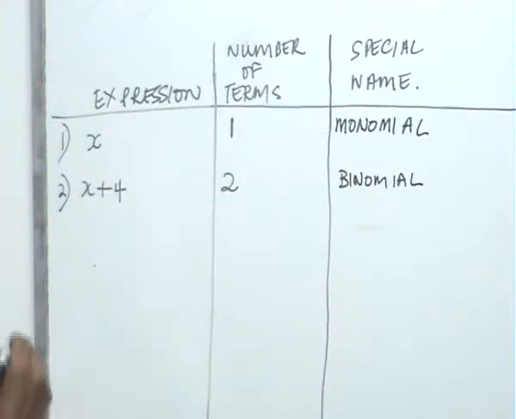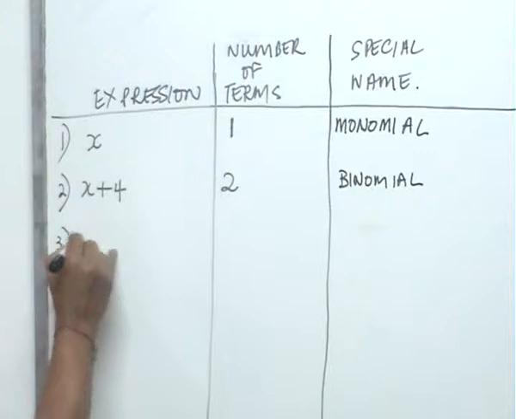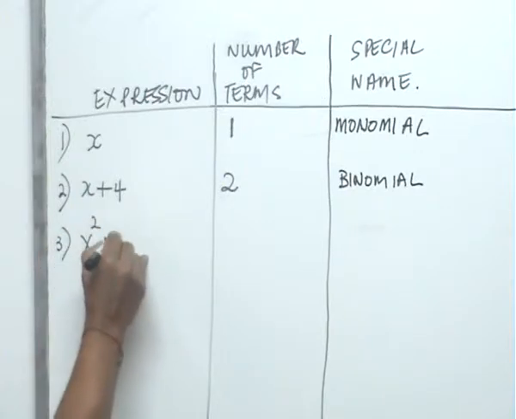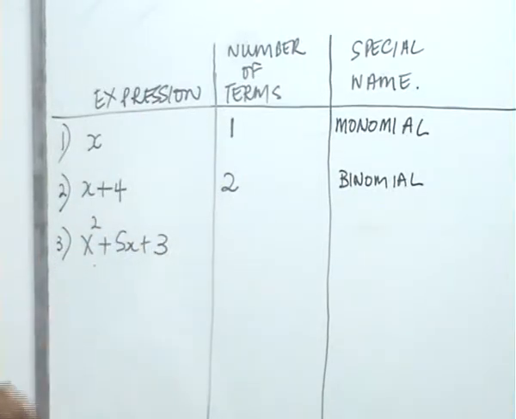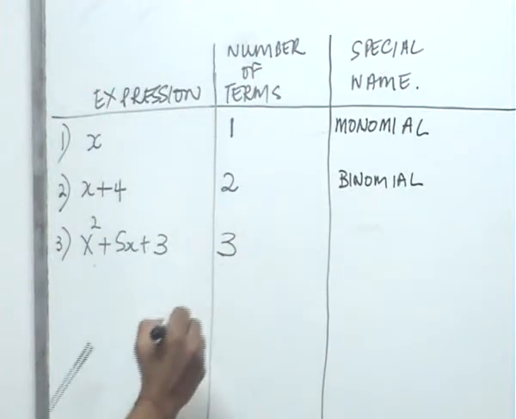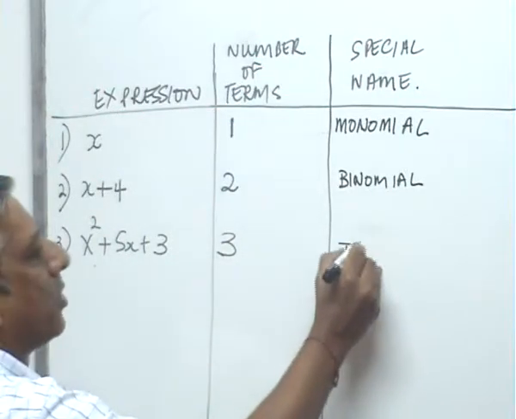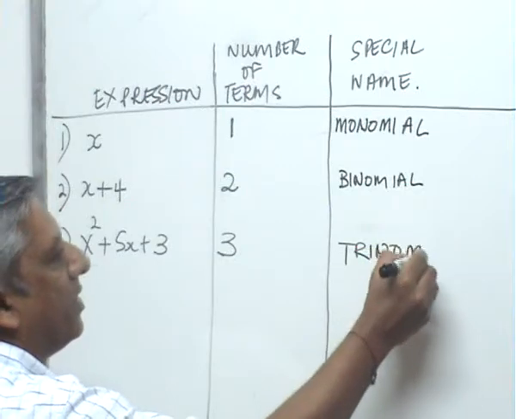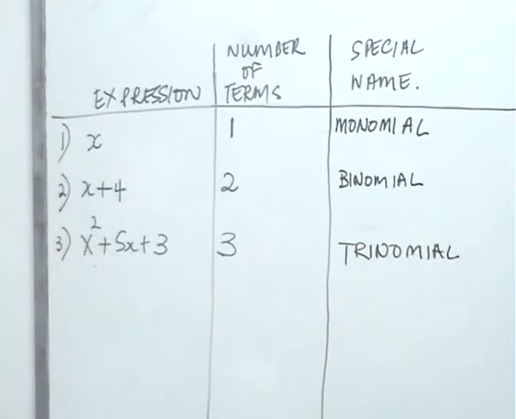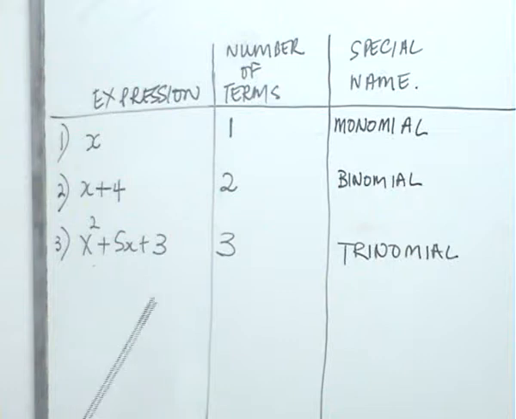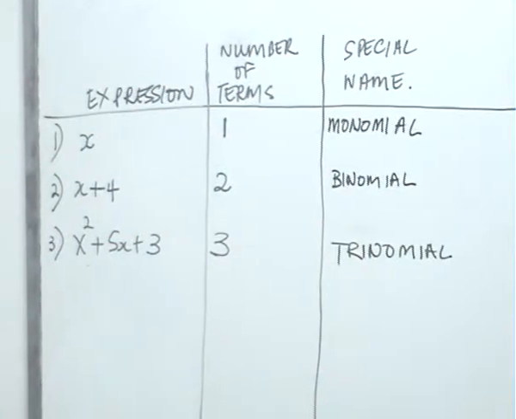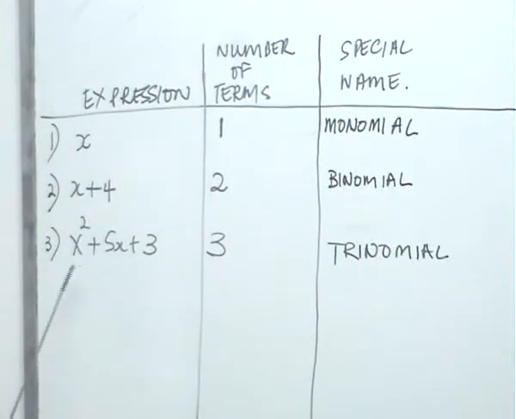Right. Number 3. If you look at this expression, x squared plus 5x plus 3, it's got 3 terms. So the number of terms is 3. And it's got a special name called trinomial. When you were a little kid, you played on a tricycle. And it was called a tricycle because it had 3 wheels. So this one has got 3 terms. That's why it's called a trinomial.